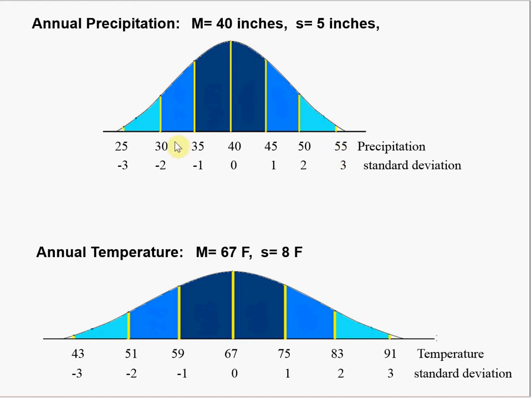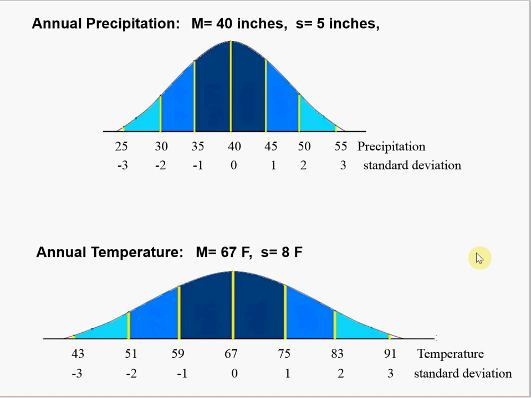Good. 30 minus 40 divided by standard deviation. What do you get? -2. Now, 75 minus 67 divided by 8. You have 1. And now, 51 minus 67 divided by 8. You should have -2. So that's okay.